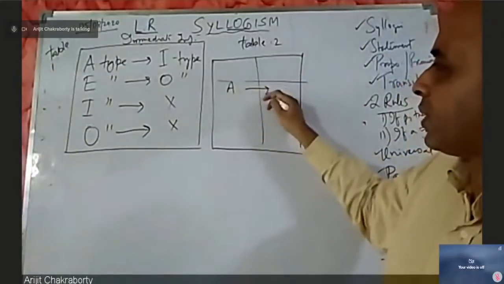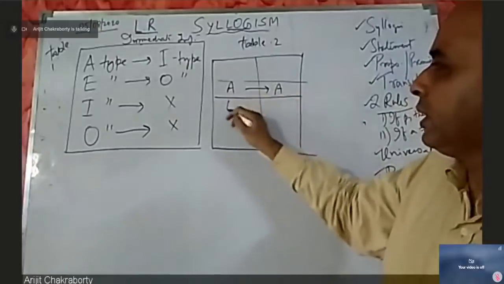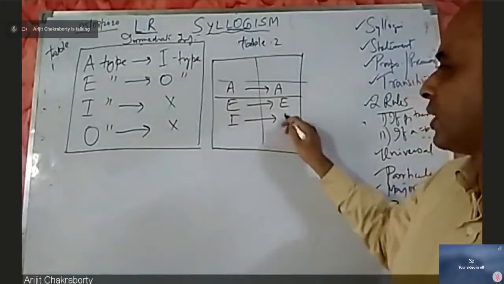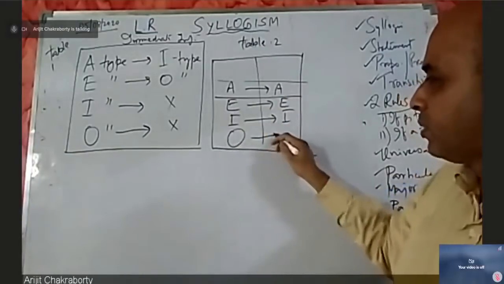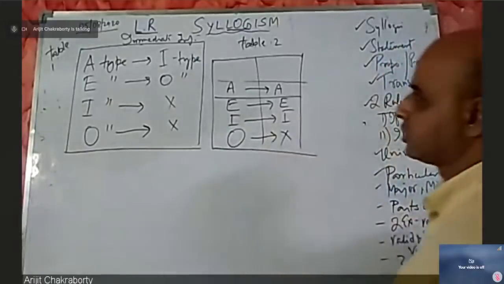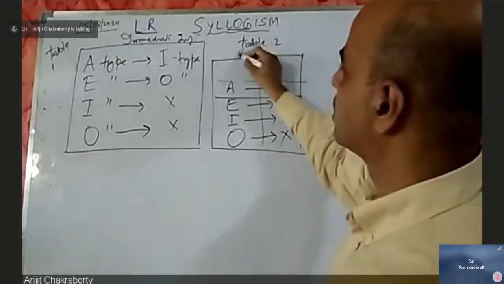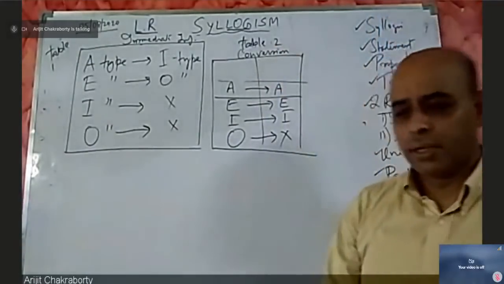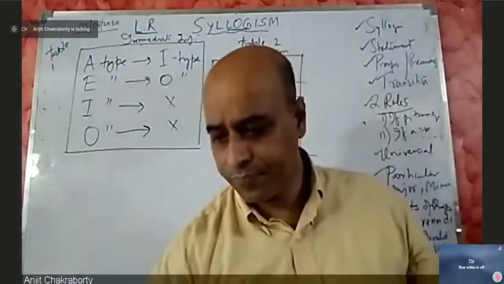A type will be converted to A type. E type can be converted to E type. I type can be converted to I. O type cannot be converted. So please keep a note of this. This is the conversion table. So these two are very, very important.